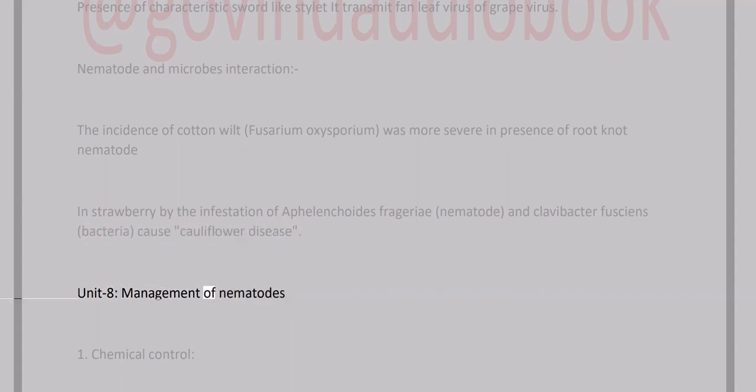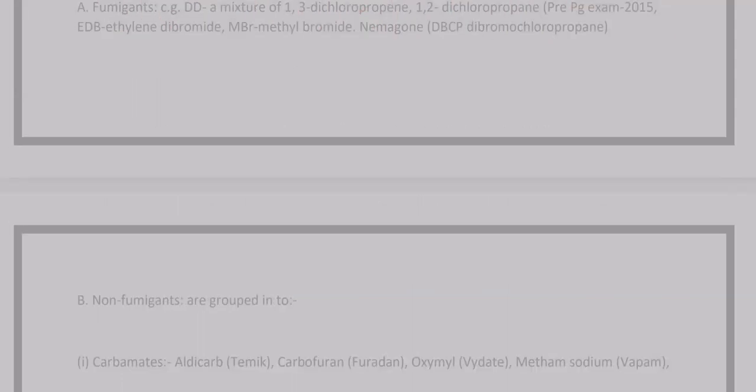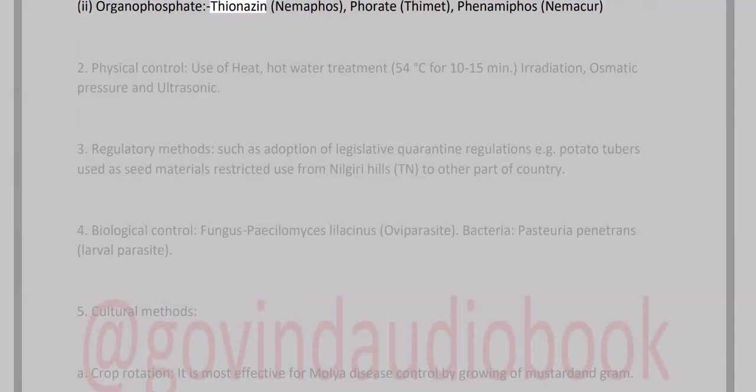Unit 8. Management of nematodes. 1. Chemical control. A. Fumigants: a mixture of 1,3-dichloropropene and 1,2-dichloropropane, EDB ethylene dibromide, MBR methyl bromide, Nemagon, DBCP dibromochloropropane. B. Non-fumigants are grouped into 1. carbamates: aldicarb, temik, carbofuran, oxamyl, vydate, metham-sodium, vapam. 2. organophosphates: thionazin, nemaphos, phorate, thimet, fenamiphos, nemacur.